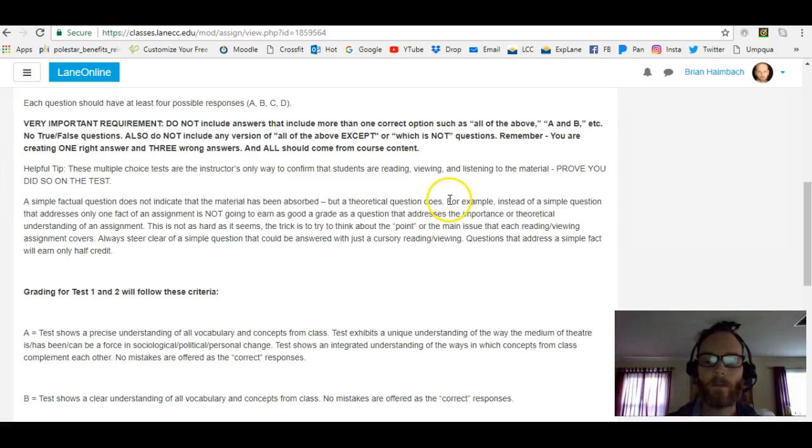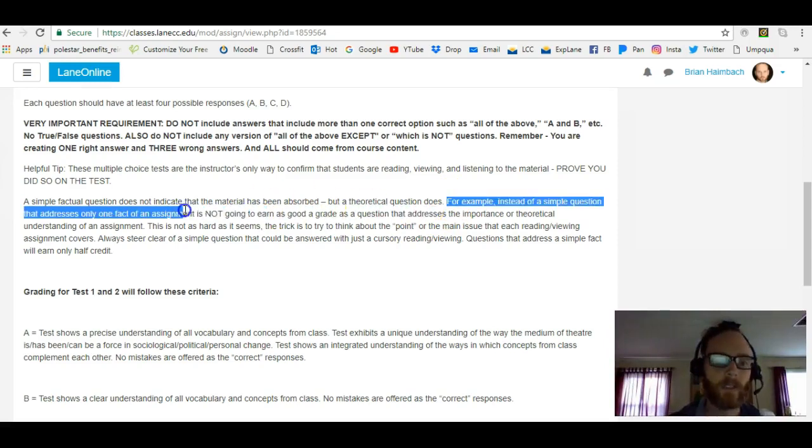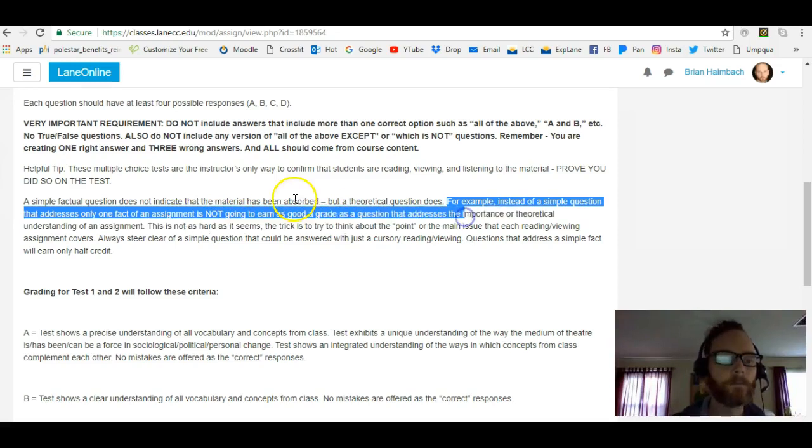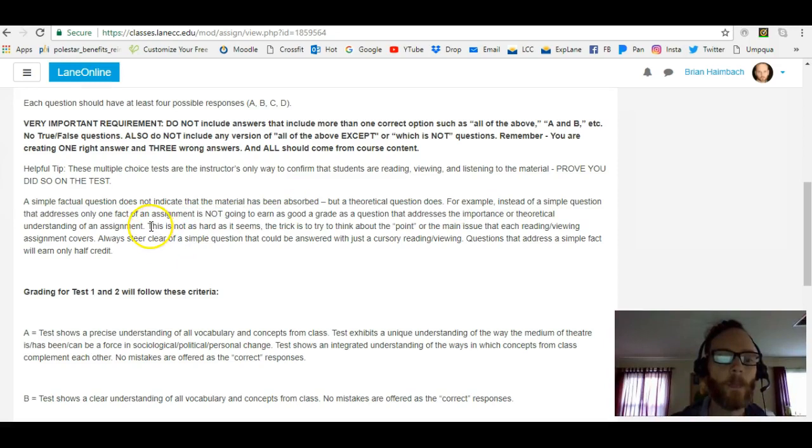So let's look at this. For example, instead of a simple question that addresses only one fact of an assignment, which is not going to earn credit, is going to grade, what am I saying here? Yeah, you can read that. Creating a theoretical question is not as hard as it seems.